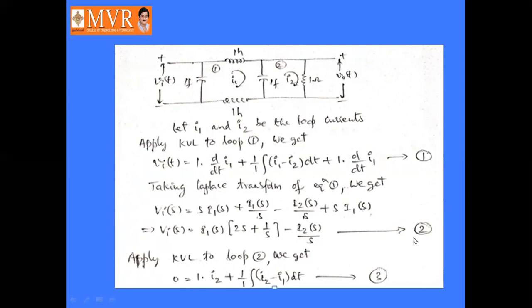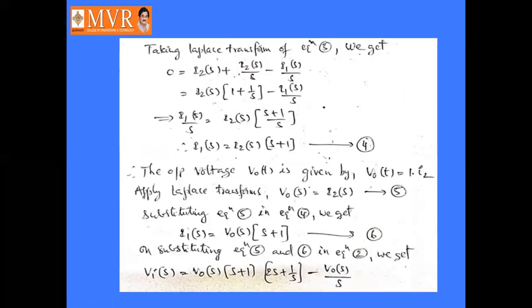In the same manner, we will apply Kirchhoff's voltage law to loop 2. Okay, so that we'll get 0 is equal to 1 into I2 plus I2 minus I1 into 1 by 1 into integral of I2 minus I1 into dt. Now again we will apply the Laplace transform for the above expression. Then it will become 0 equal to I2 of S plus I2 of S by S minus I1 of S by S.